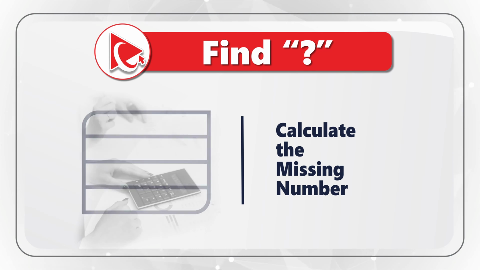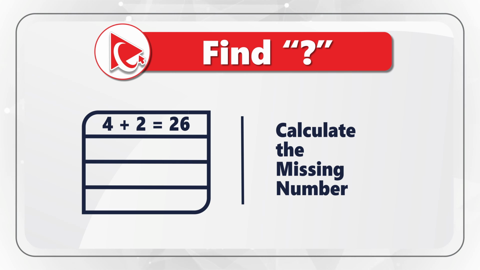The first expression is 4 plus 2 equals 26. Something's definitely going on with this expression here. Second one is 8 plus 1 equals 79. Same thing here. And the third one is 6 plus 5 equals 111.